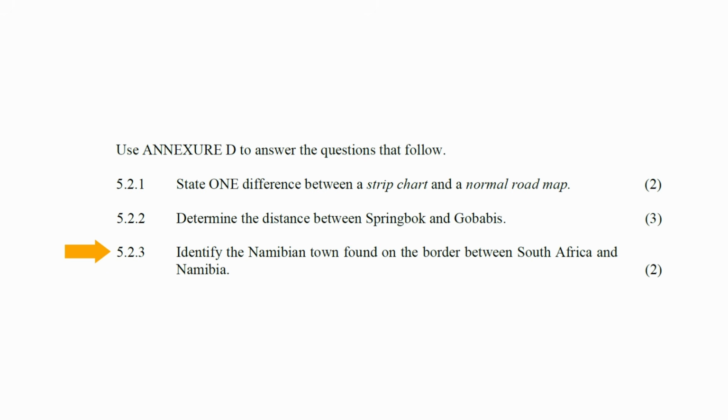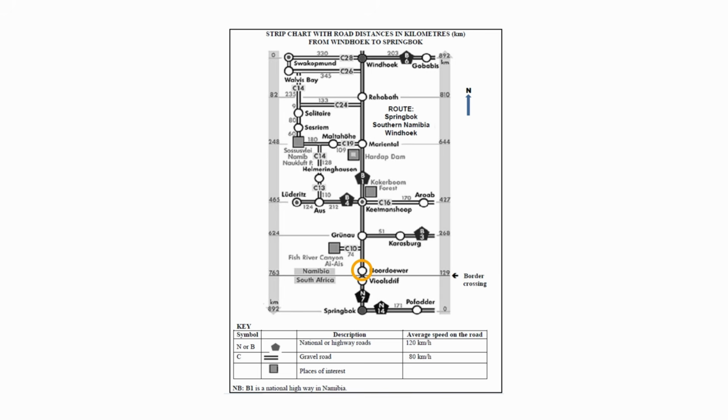In question 5.2.3, you have to identify the Namibian town found on the border between South Africa and Namibia. This is the border between South Africa and Namibia. The Namibian town found on the border is Noordoewer.